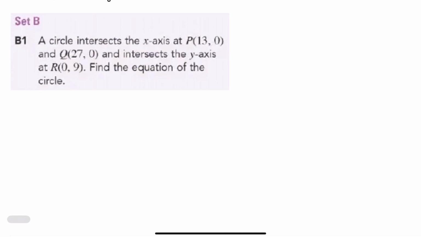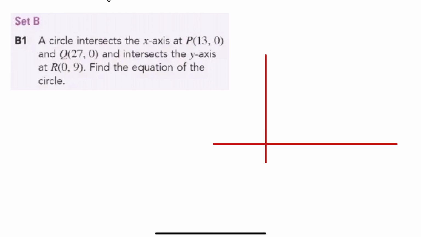A circle intersects the x-axis at these 2 points here and intersects the y-axis at this point. Whenever I see such questions, I usually like to draw out the diagram to help me visualize the problem better. So over here, let's draw my axis out. Imagine this is my axis.